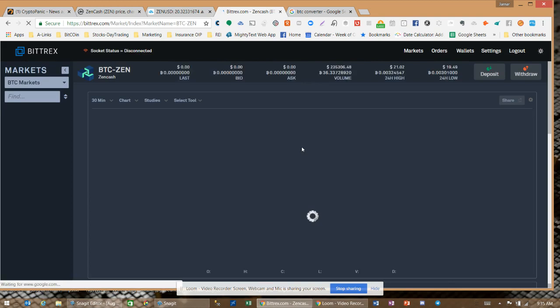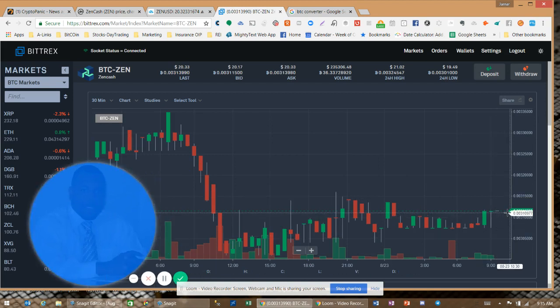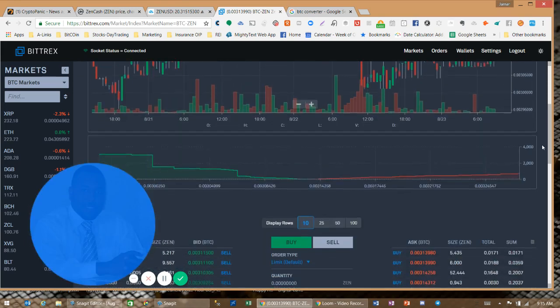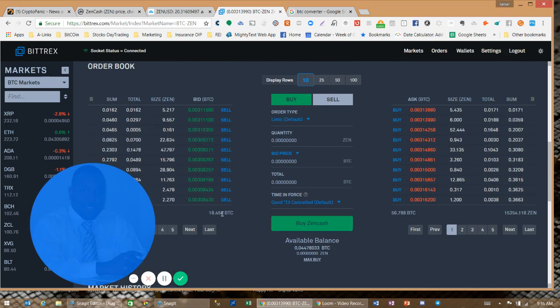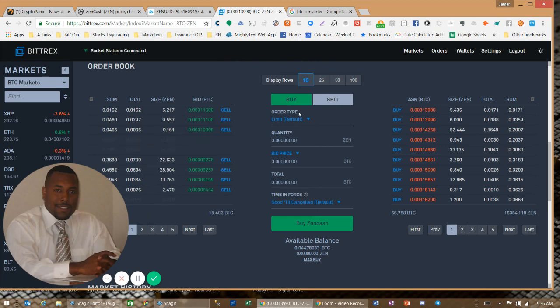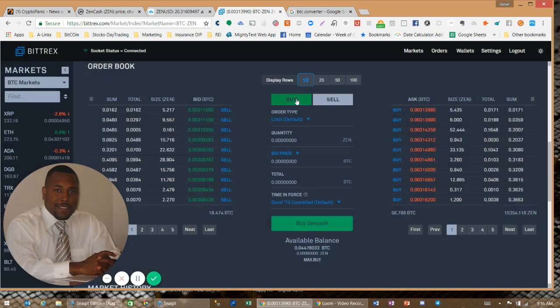So this is placing the order for Zen right now, and we'll see if we make some money real fast here. Okay, so this is in. This is the price right now. Let's go down. So we're gonna buy Zencash. I'm gonna do a max buy, so it's gonna take the BTC. Let's buy. Come here, here's an order.